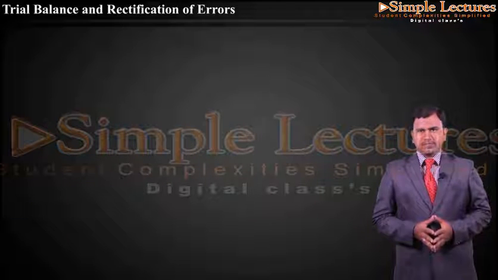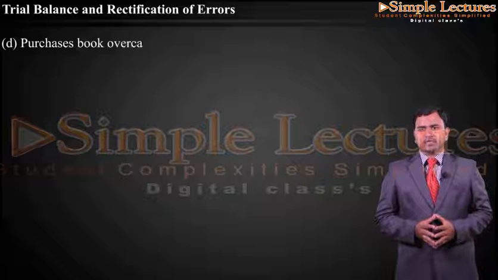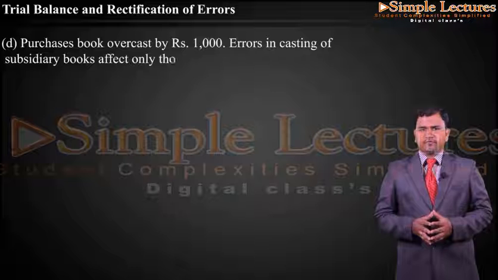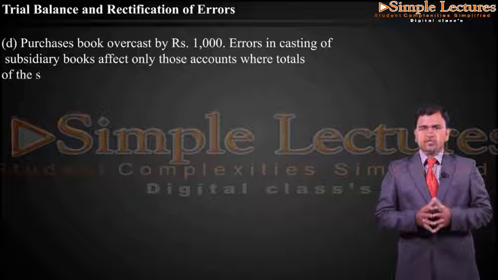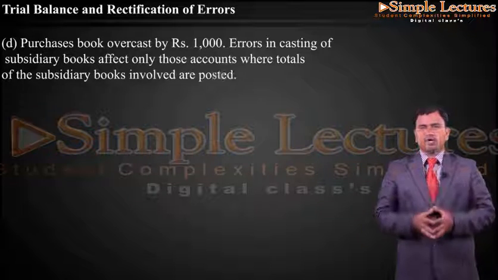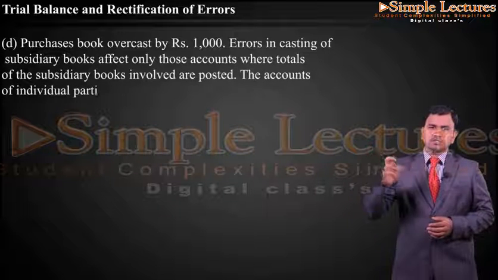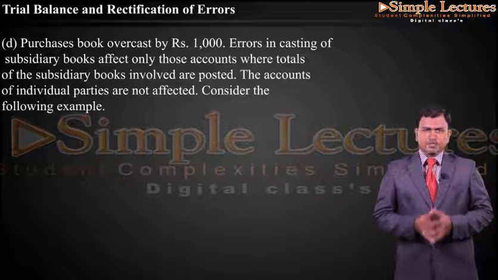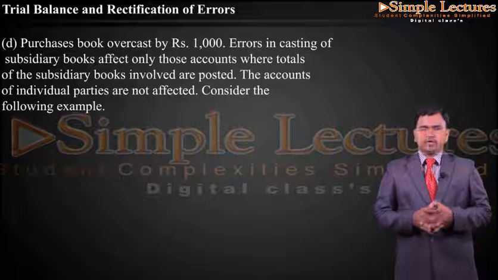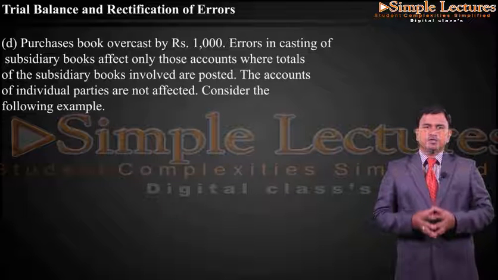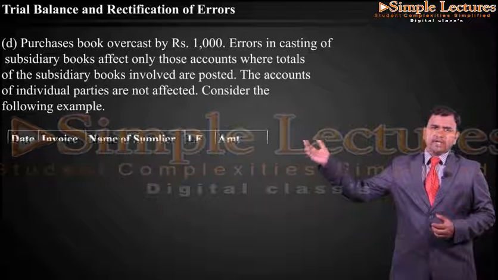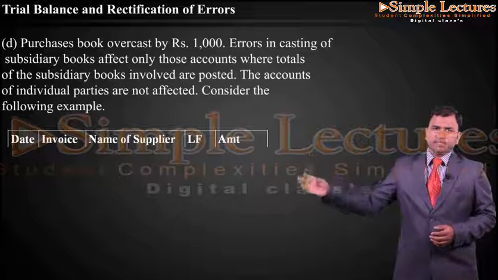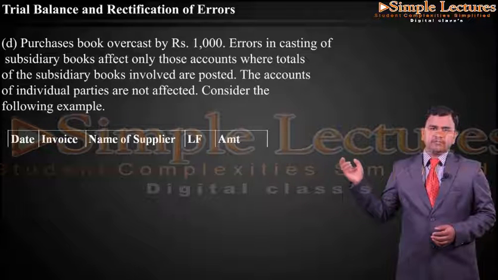Let us take another example where the purchases book is overcast by rupees 1,000. Error in casting of subsidiary books affects only those accounts where totals of the subsidiary books are posted. So, the accounts of individual parties are not affected. Considering the following example, here we have the purchase journal, or you can call it the purchase book, where we have date, invoice, name of the supplier, ledger folio and amount. We have some particular suppliers here and a particular amount for each.